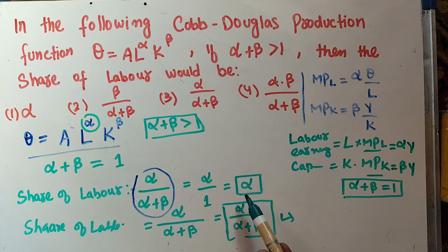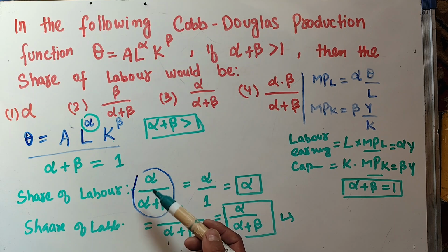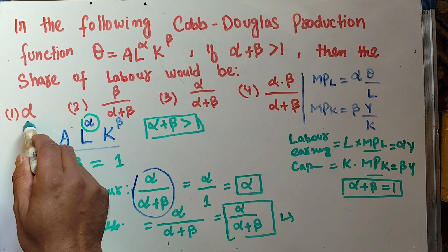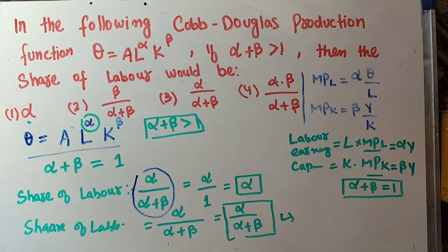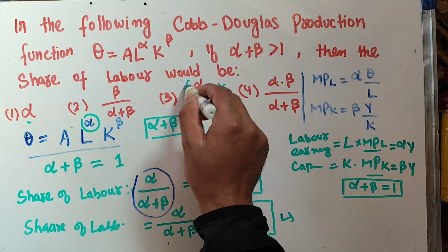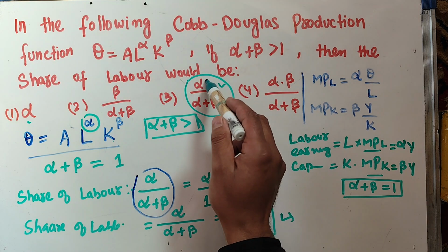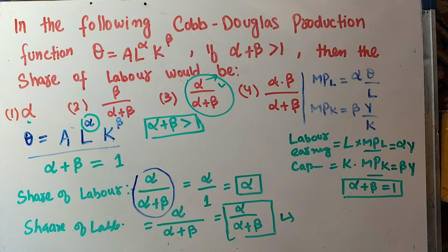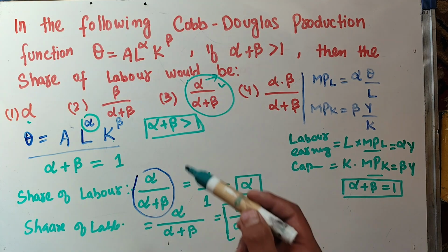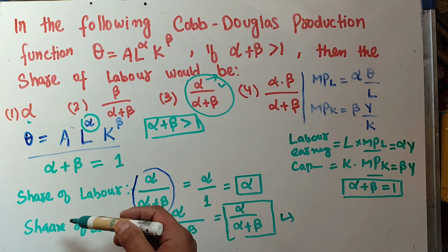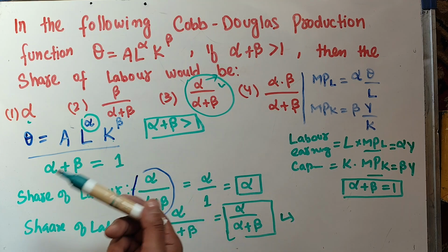Okay, so we cannot say this time, though it is also appropriate to write alpha as the correct option, we also have alpha upon alpha plus beta. Okay, so since we need to find the most appropriate, we can go for this. That is, the share of labor would be equal to the factor share of labor divided by the total factor share of labor and capital. Okay, I have explained it here. Let me repeat it here.